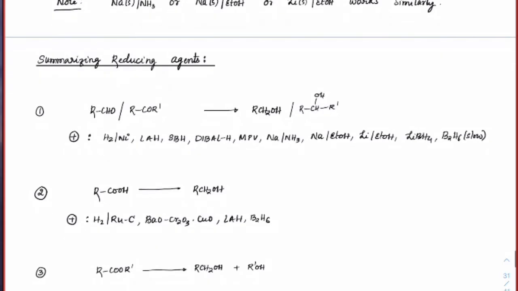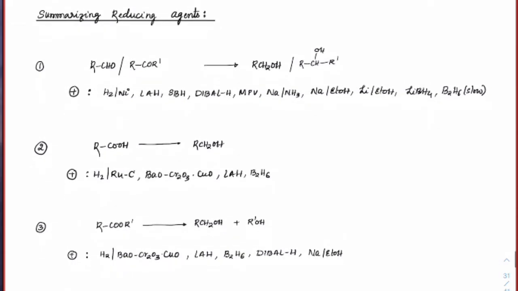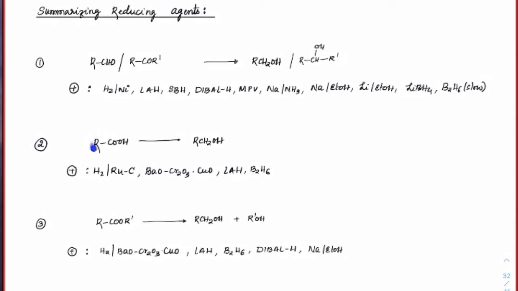I would suggest before the exam you just go through this summarization sheet once again. In the same way, acids, if they are converting into alcohols, we have seen H2 in the presence of ruthenium with carbon coating, we can get this reaction done into alcohols, or we can use cupric oxide and chromate, a kind of alloy. If you take these two and H2, then also these acids will convert into respective alcohols, or lithium aluminum hydride, B2H6. B2H6 is the best, right?